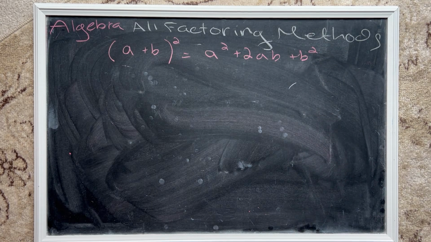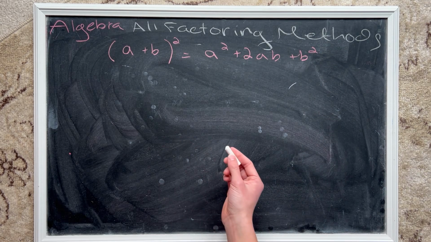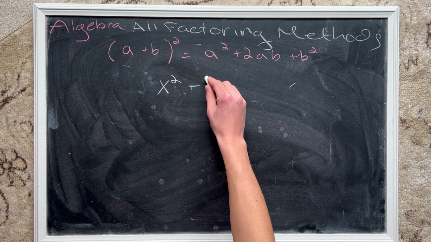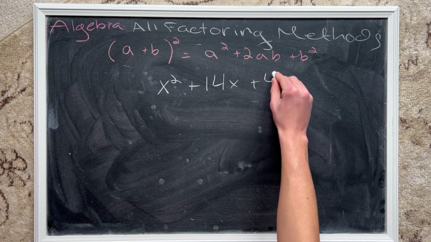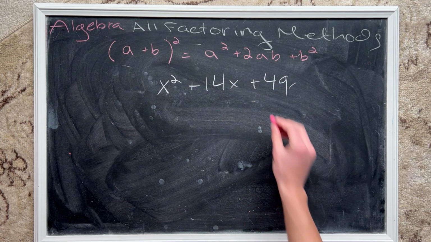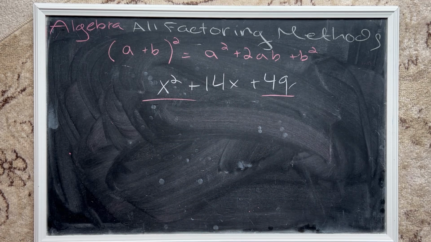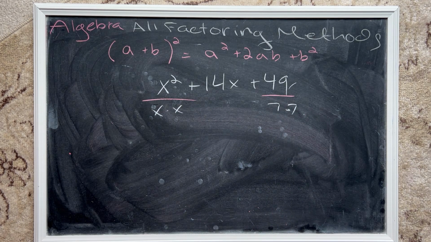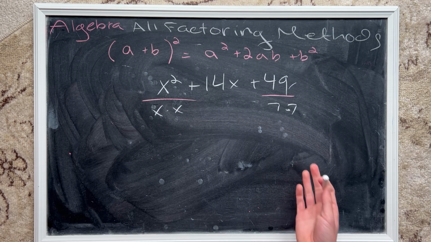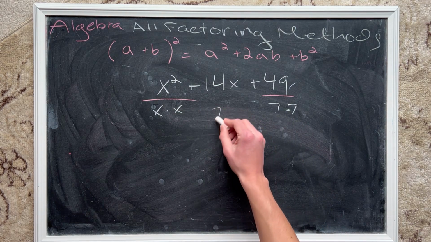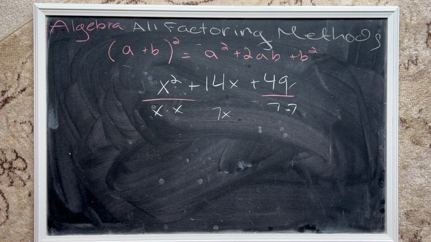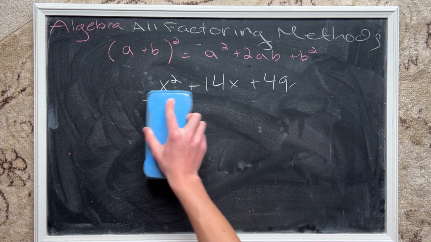Let's take a look at one of those trinomials. Say we had the trinomial x squared plus 14x plus 49. Now we can see those two end terms, x squared and 49, are both perfect squares, right? x times x and 7 times 7. And then when we multiply them together, 7 times x is 7x. We multiply that by 2 following our formula, we get 14x. So now we know that this is indeed a perfect square trinomial.